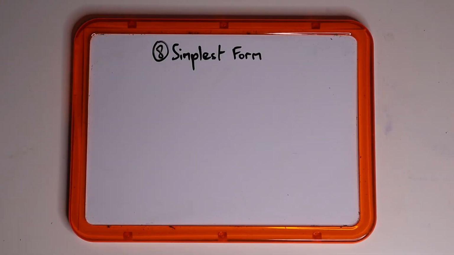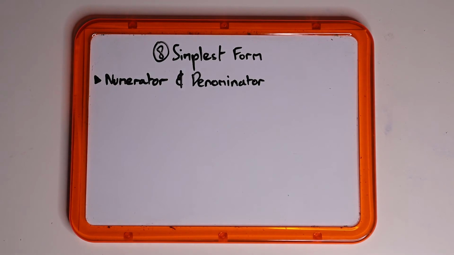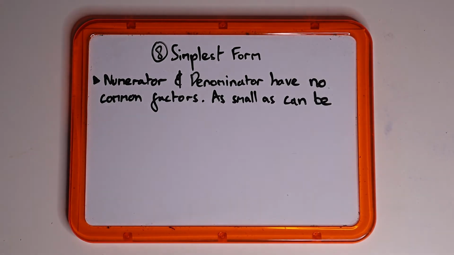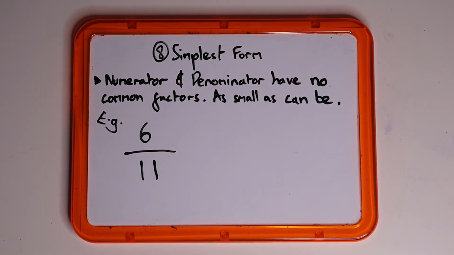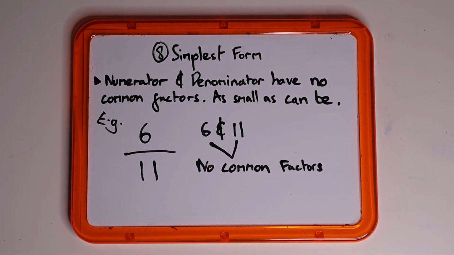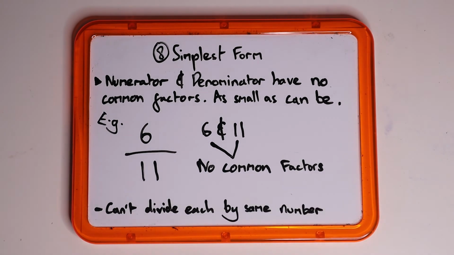Okay, finally, what is the simplest form? Well, the simplest form of a fraction is when the numerator and the denominator have no common factors. They are both as small as they can be. For example, 6/11. 6 and 11 have no common factors, so you can't divide each by the same number, and they are as small as they possibly can be.